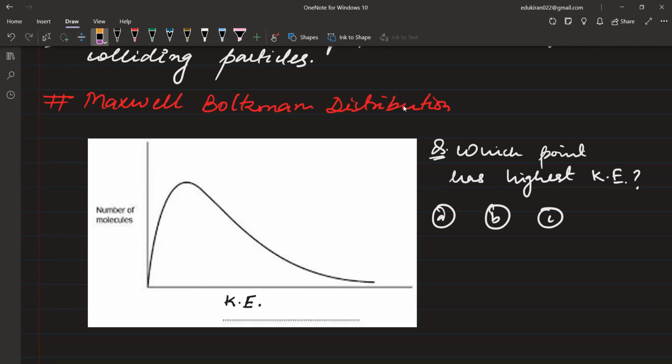Now, why is this Maxwell-Boltzmann distribution important in chemical kinetics? Because it says that very few particles are having high energy, right? So, for example, the threshold energy will be somewhere here, and only these particles, a fraction of molecules, have kinetic energy greater than the threshold energy. Fraction of particles.